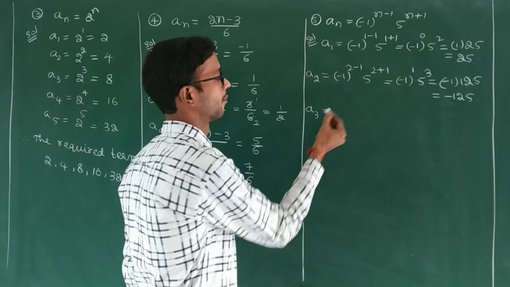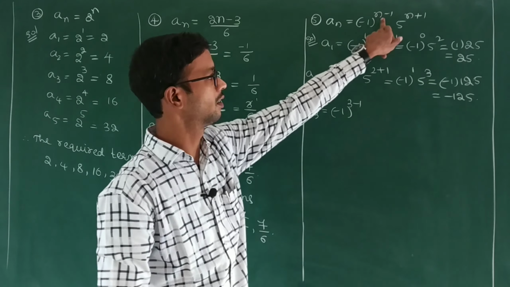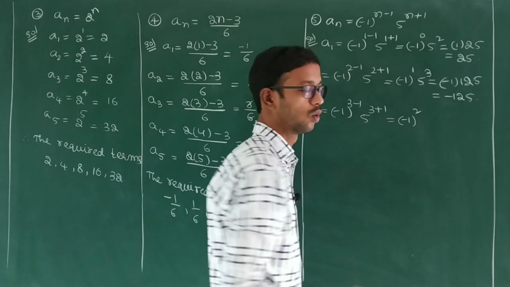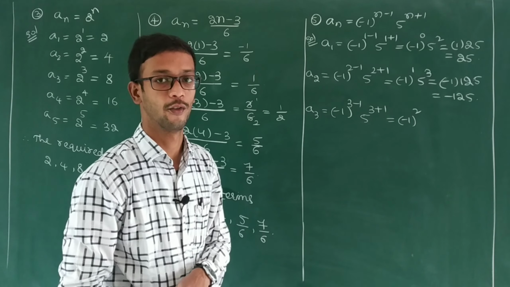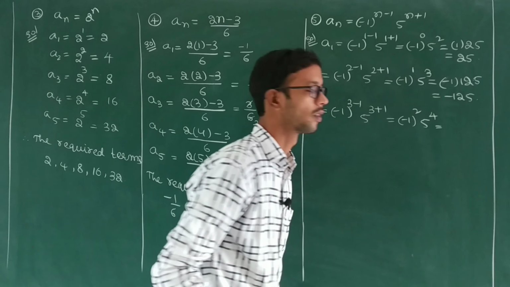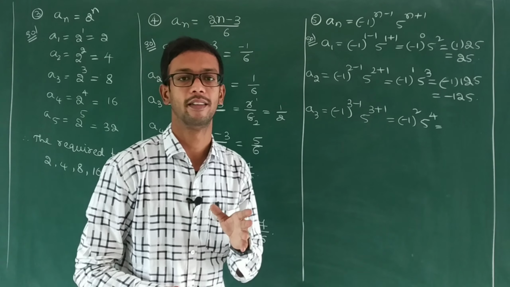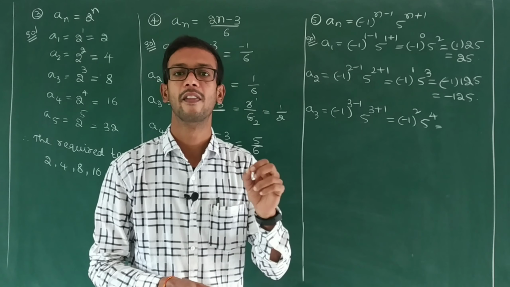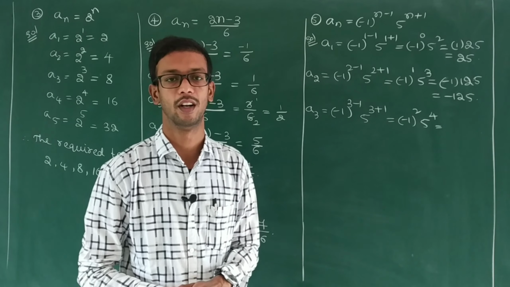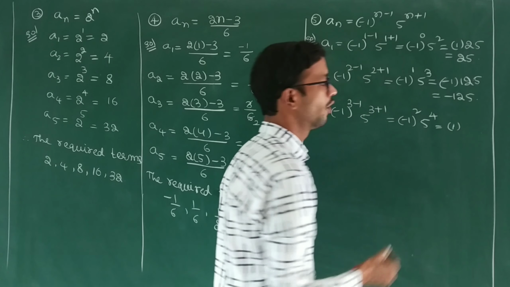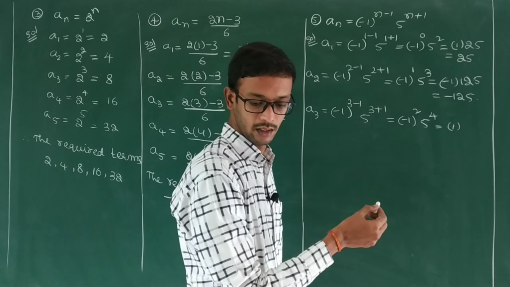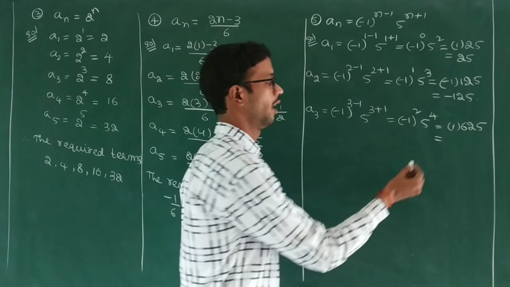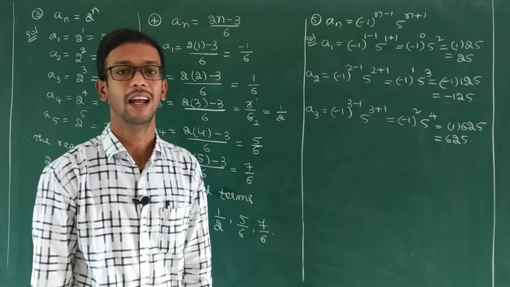Next, a3: minus 1 power 3 minus 1, 5 power 3 plus 1. So minus 1 power 2 and 5 power 4. Minus 1 power an even number becomes positive; 2 is an even number. Minus 1 into minus 1 is 1. And 125 fives are 625. So the answer here is 625.